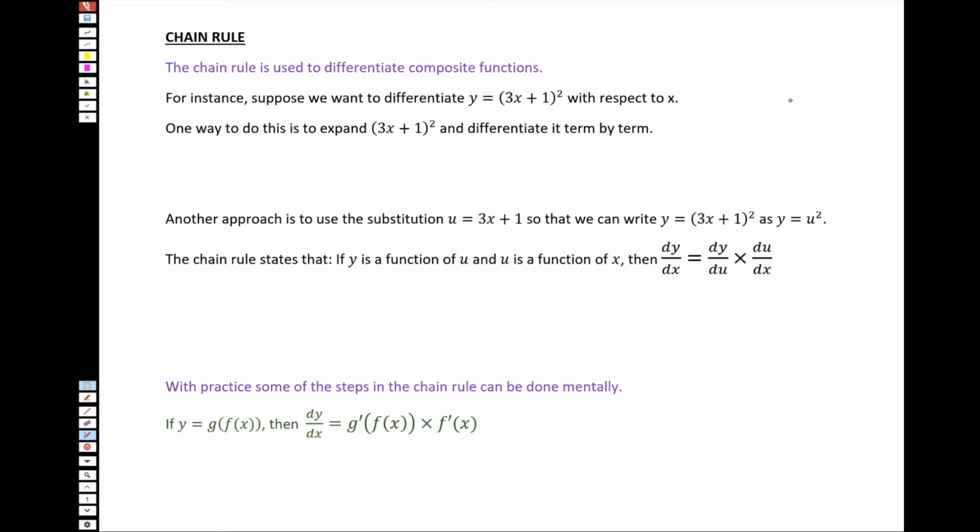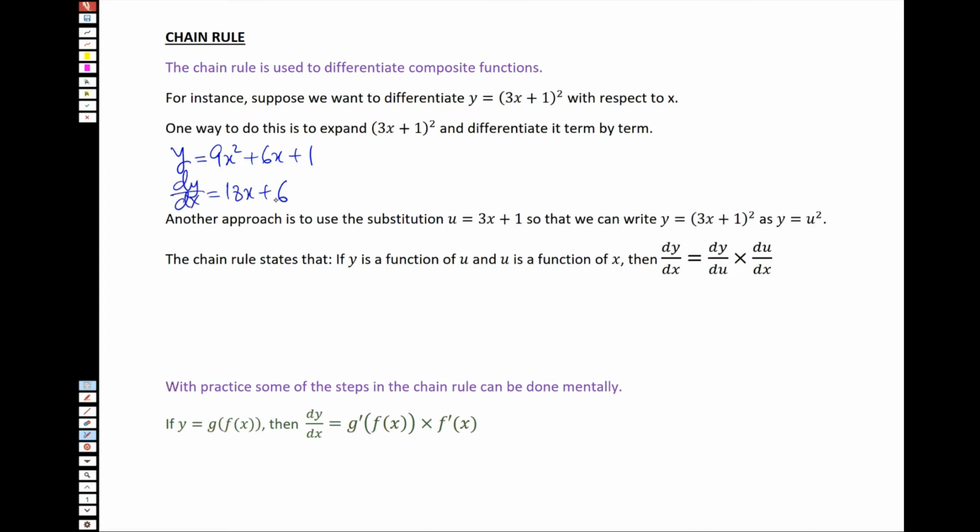Now, if you expand (3x plus 1) squared by foiling, we shall end up with y being equal to 9x squared plus 6x plus 1. And therefore, if we differentiate the resulting function, we shall end up with 18x plus 6. So that's one way in which you can differentiate this function.